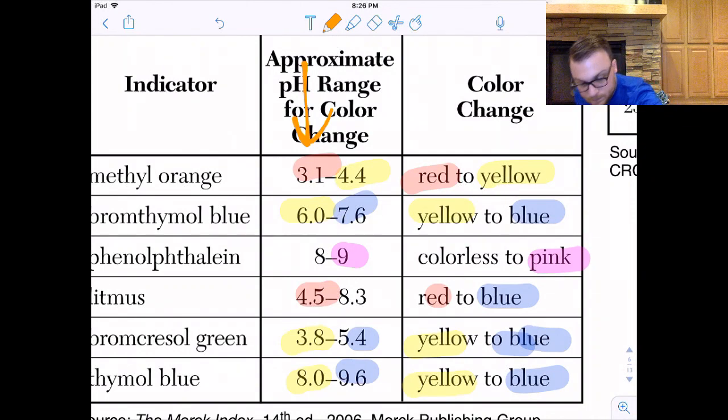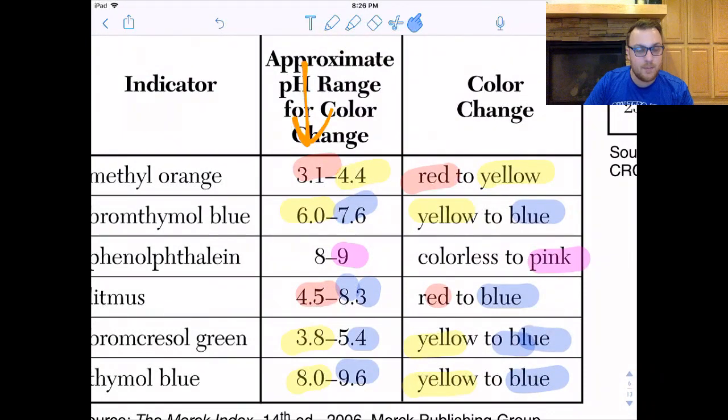Bromcresol green, thymol blue: 3.8 or lower for bromcresol, yellow. 8.0 or lower for thymol blue, yellow. Same thing on the other side. Methyl orange, 4.4 or higher, yellow. Bromthymol blue, 7.6 or higher. Litmus, 8.3 or higher. Bromcresol, 5.4 or higher. Thymol, 9.6 or higher. Those are all blue.